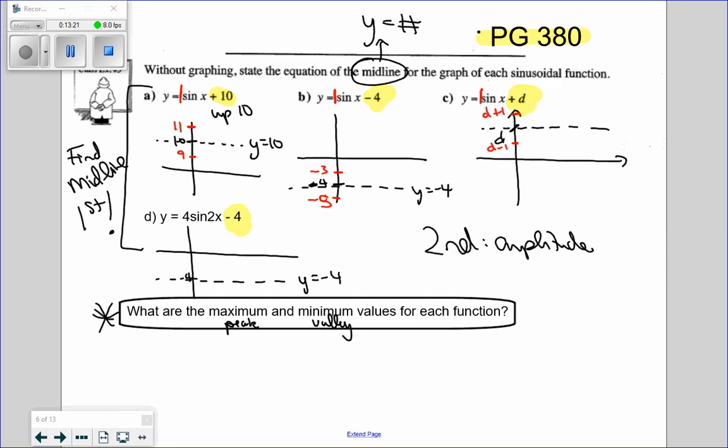It starts on the midline, and it goes swoop, swoop, swoop, swoop, swoop.